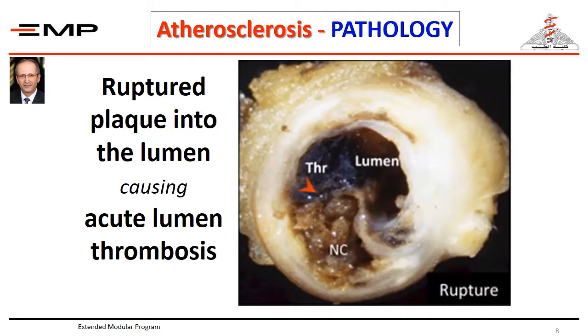The plaque can rupture as well into the arterial lumen. The exposed thrombogenic surface can result in acute thrombosis of the arterial lumen. Here you can see the thrombus that forms within the lumen because of the ulceration of the plaque content and exposure of the circulation to this thrombogenic surface.